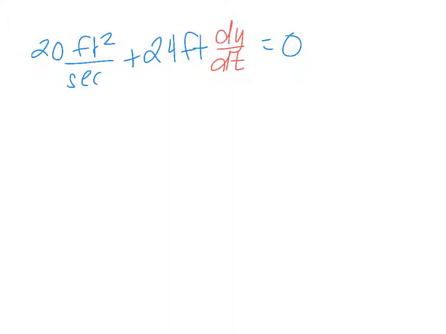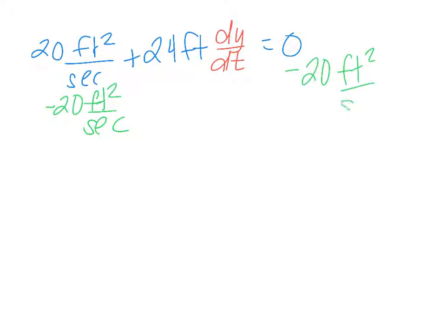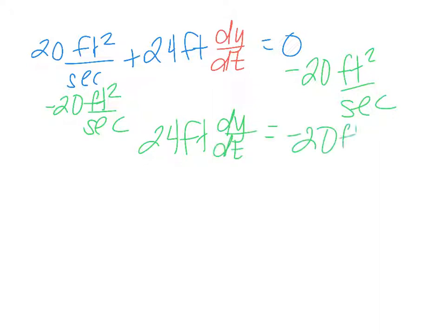Alright, it's a little cleaner here. So 20 feet squared per second plus 24 feet dy dt. I'm solving for that dy dt, so I'm going to subtract my 20 feet squared per second first to the other side. So I have 24 feet dy dt is equal to negative 20 feet squared per second. Alright, divide by 24 feet.